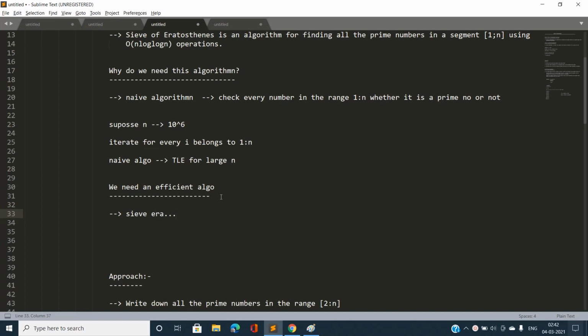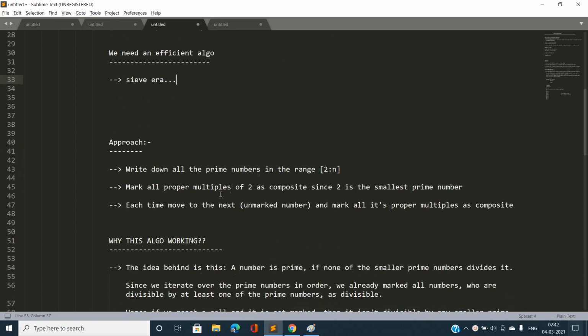So what is the Sieve of Eratosthenes algorithm? What are we going to do in this algorithm to figure out what the prime numbers are? So let's discuss that. What should be our approach? Approach for the Sieve. Okay, so don't get confused. I'm going to write down all the numbers in the range 2 to n first, and start from an unmarked number. Note that 1 is already not prime, so I am not going to deal with 1.